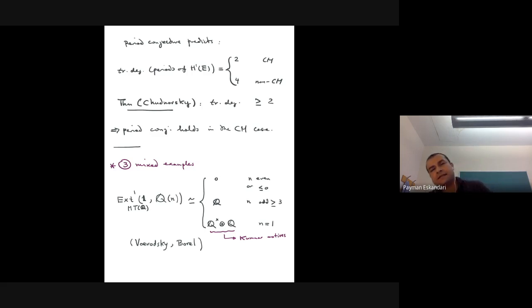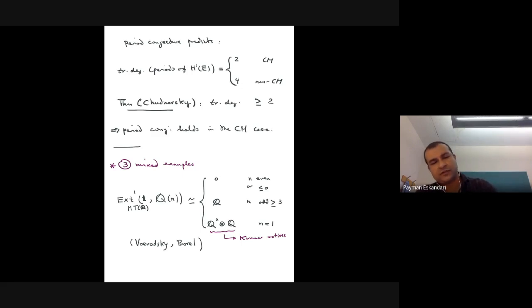Let's look at some mixed examples. So I used this word mixed before too, but I didn't explain what it means here. So this mixed is in contrast with pure. If you look at nth degree cohomology of a smooth projective variety, there's a Hodge decomposition there. So the singular cohomology comes with a Hodge structure of weight n.